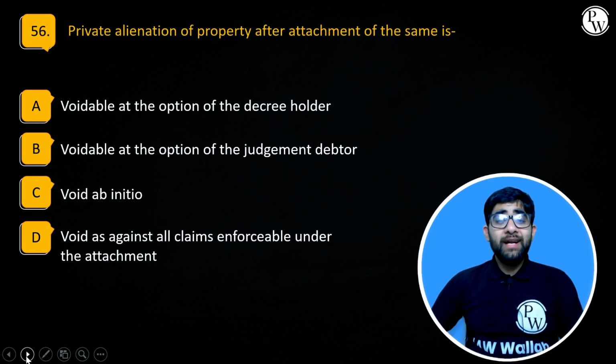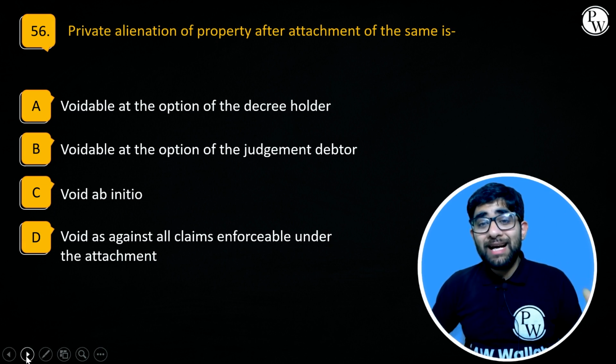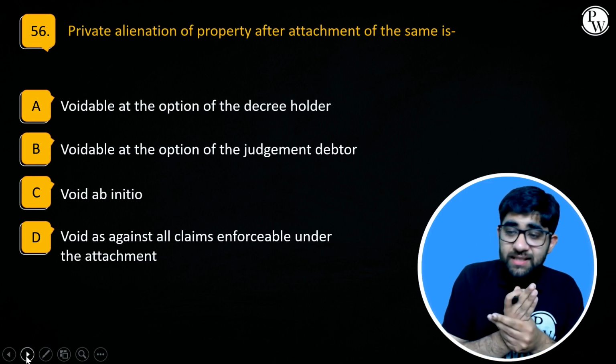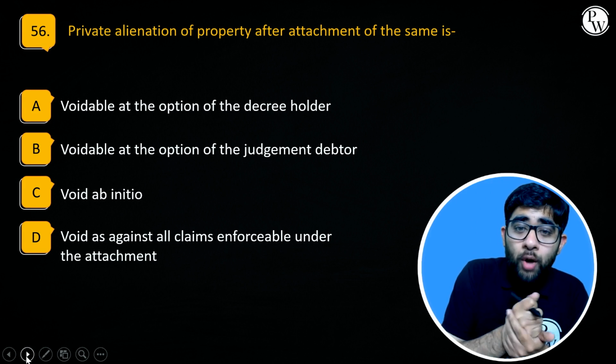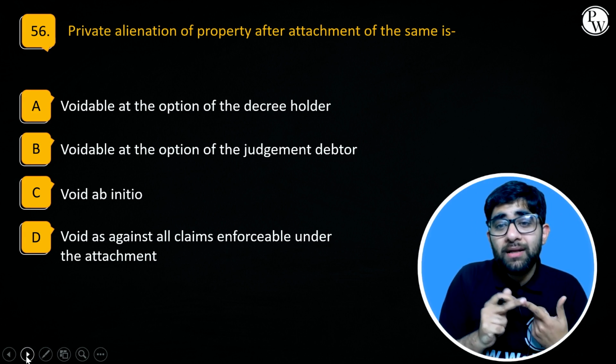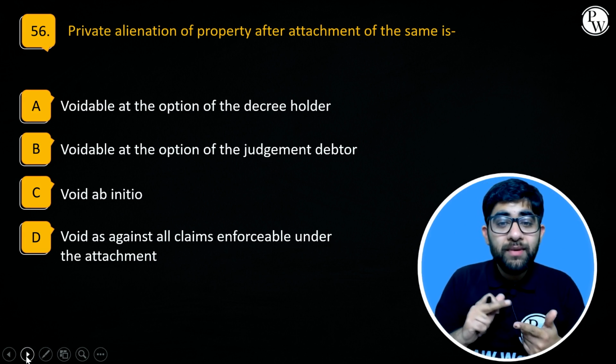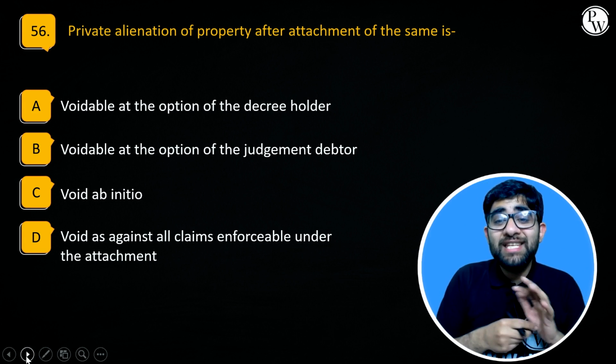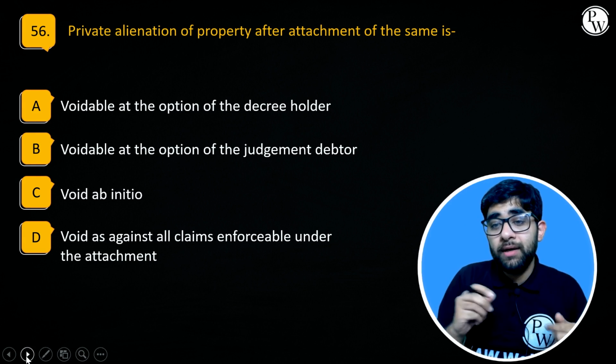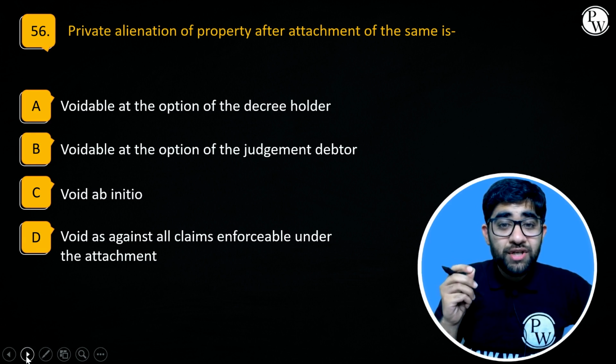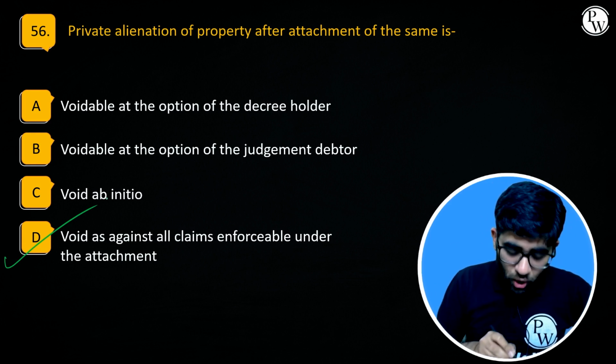56. Private alienation of property after attachment of the same is voidable at the option of the decree holder, voidable at the option of judgment debtor, void ab initio, and void as against all claims enforceable under the attachment. The private alienation of property is void as against all claims.